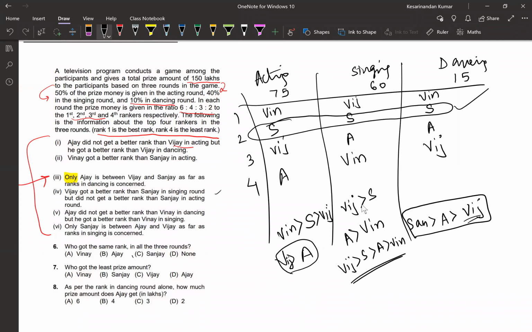This part is clear. Then we have who got the least prize money. This we will have to calculate, but if you just add the ranks, and that's the thing, if you calculate the ratios and everything, 6 is to 4 is to 3 is to 2, it might take some time. What you do is add the ranks, and the maximum number that you will get will be the lowest.